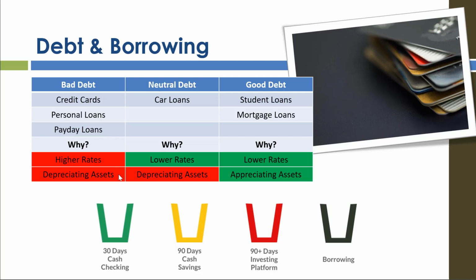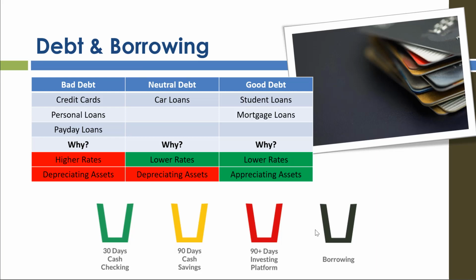This neutral debt, what's that? Well, things like car loans where you might get really low interest rates, maybe even no interest rate, 0%, but you're still buying a depreciating asset. So you have to be careful when you use a car loan and choose not to just save up for a car. And then traditionally good debt would be things like student loans and mortgage loans because they're lower rates, but you're also buying an appreciating asset. But know that you added a fourth bucket whenever you borrow.